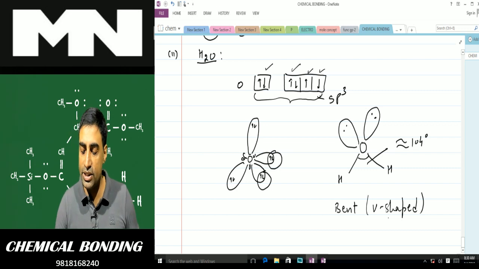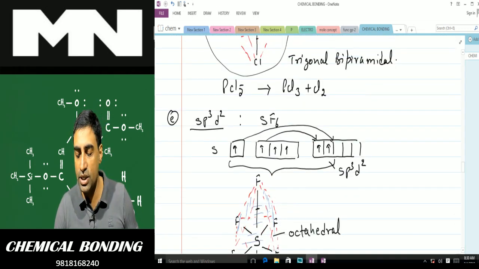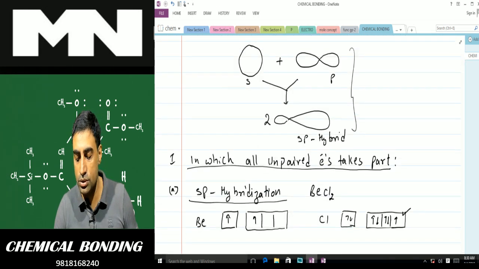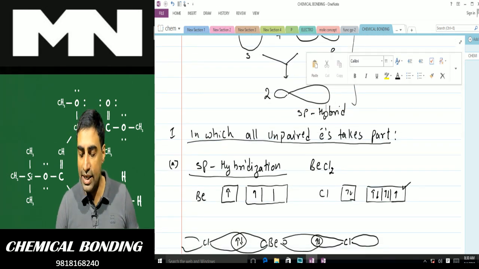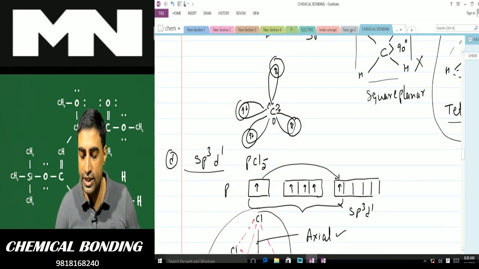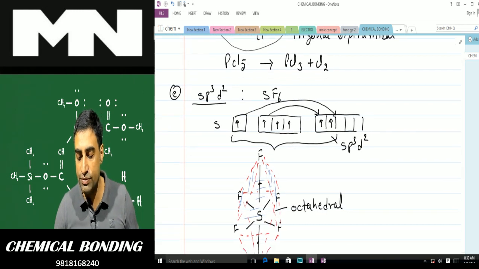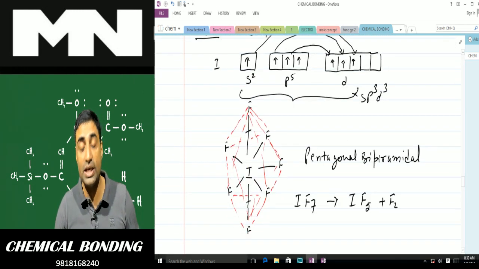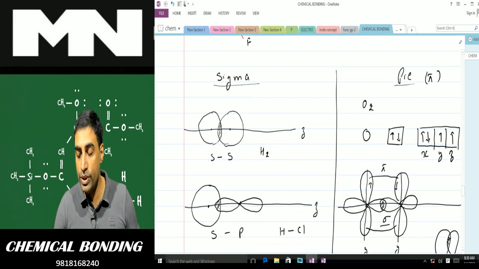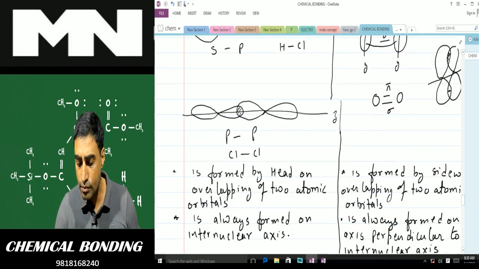We divided hybridization into three parts, and we have done that. The first one was hybridization in which all unpaired electrons take part. In that I taught you sp hybridization, then sp2, then sp3, then sp3d1 in PCl5, then sp3d2 in SF6, then sp3d3 in IF7. After that, we talked about sigma and pi bonds. By head-on overlapping, you have a sigma bond. By sideways overlapping, you have a pi bond. Sigma bond is stronger, pi bond is weaker.